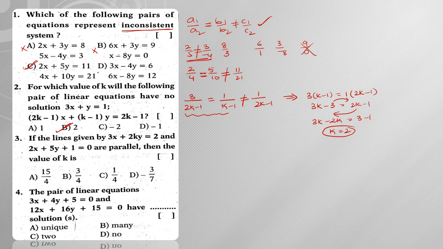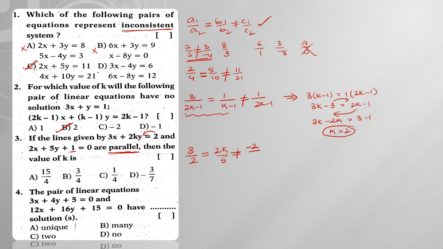Next, if the lines given by 3x plus 2ky is equal to 2 and 2x plus 5y plus 1 is equal to 0 are parallel. So instead of asking about inconsistent or no solution, he has mentioned parallel. Parallel means the same condition will be followed. So 3 by 2 is equal to 2k by 5 is not equal to, and here 1 is on the left hand side, 2 is on the right hand side. So first of all we need to bring 2 to the left hand side.